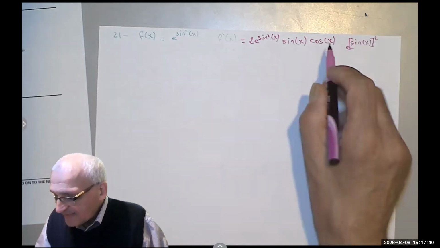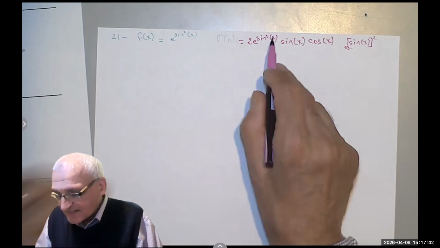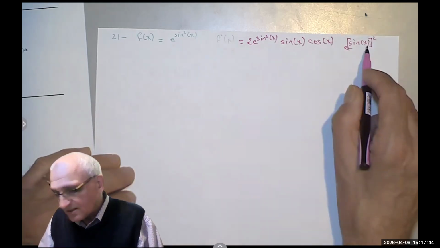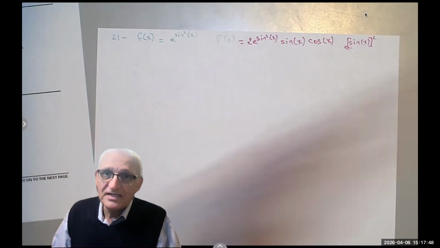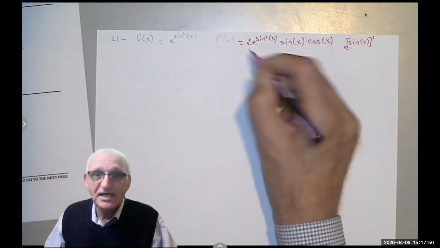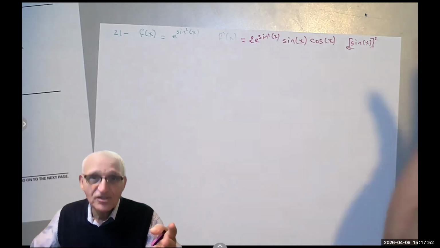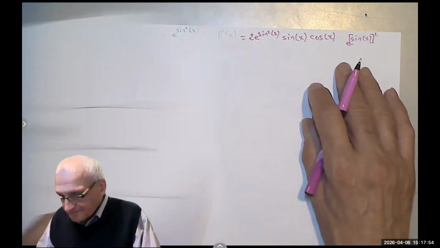And again, if that was 3x, not x, I would go inside of the small parentheses, I see 3x, the derivative of that is 3, and I would multiply that by another 3, and it would have been 6, for example.